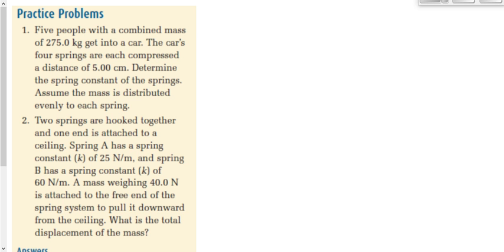It says 2 springs are hooked together and 1 is attached to a ceiling. Spring A, let's draw this out here, okay? Here's the ceiling. Spring A has a spring constant of 25 newtons per meter. So we'll call this one spring A. K is 25 newtons per meter. B has a spring constant of 60 newtons per meter.